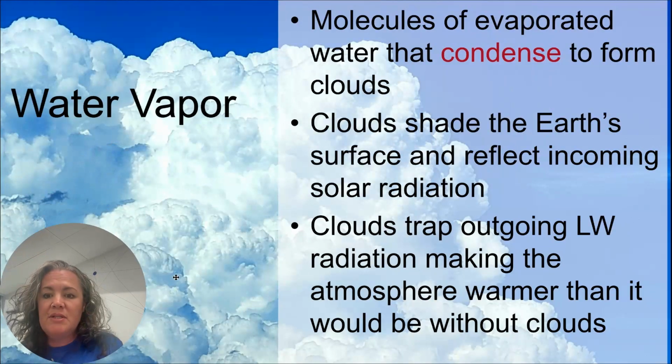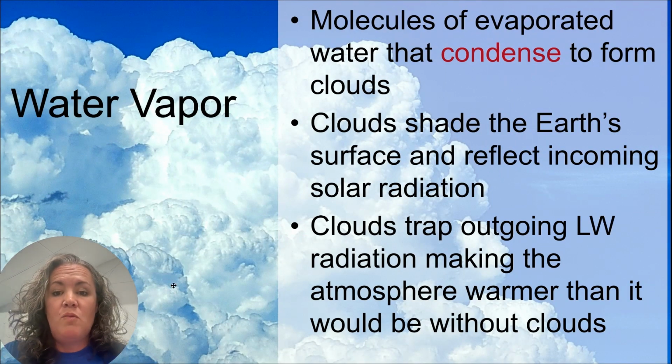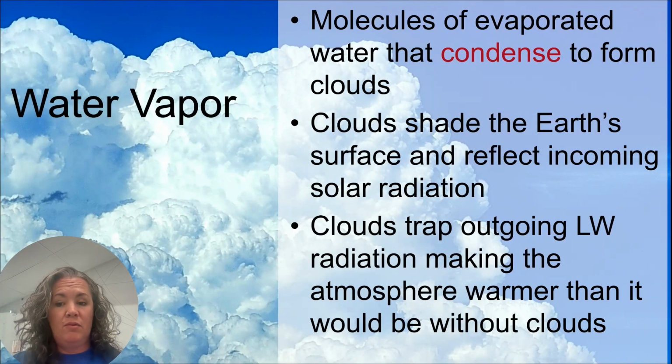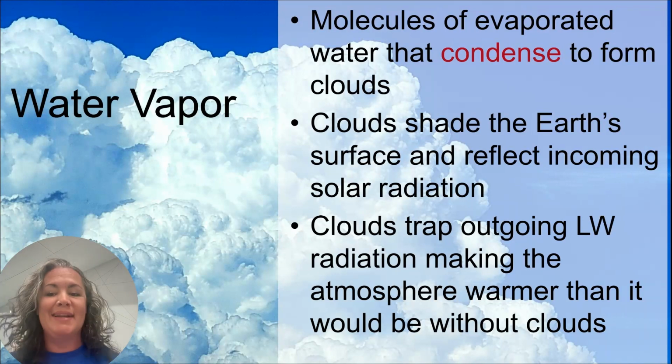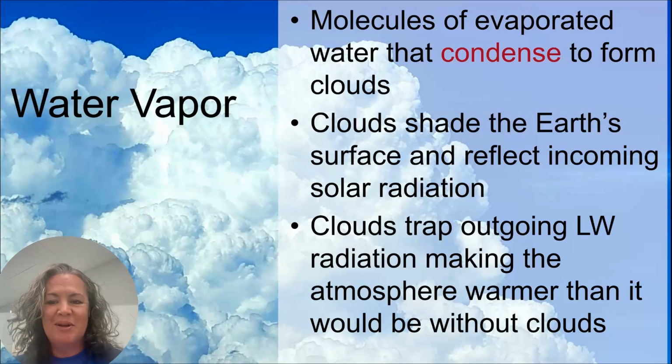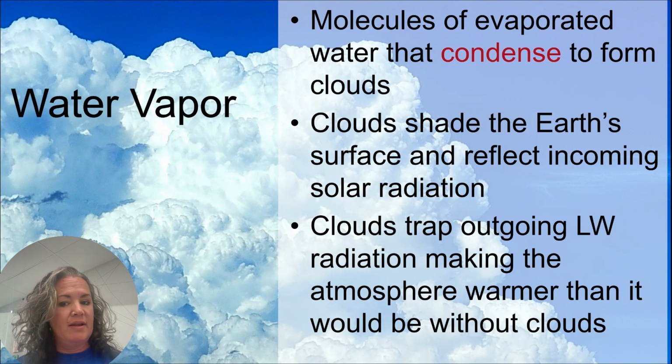All right, so here we're going to be talking about the different gases that are considered GHGs, or greenhouse gases. So water vapor is basically molecules that have evaporated off of water, and then they will condense to form clouds. Now they're in the air. Even if they aren't condensed, you can feel the water vapor in the air. But one of the most powerful aspects of water vapor is that they do form clouds. So they will condense around some kind of dust particle or something.